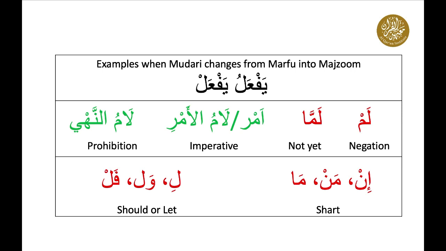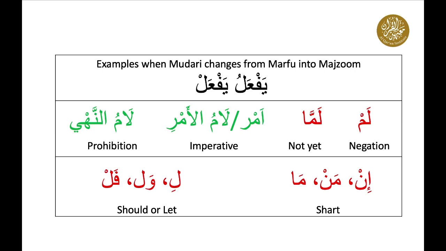We said for different reasons these faces of Mudari can change from marfu to mansub or mazum. So we shall learn under what circumstance these faces can change. Yaf'alu, yaf'al. When lam and lamma join a Mudari, it makes the Mudari verb mazum. When the verb is amr or lamu amr, or imperative, then the face will change from marfu into mazum. When the verb is lamu nahi, which means prohibition, then the face will change from marfu into mazum.